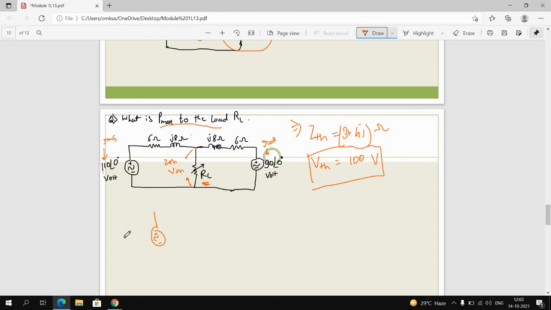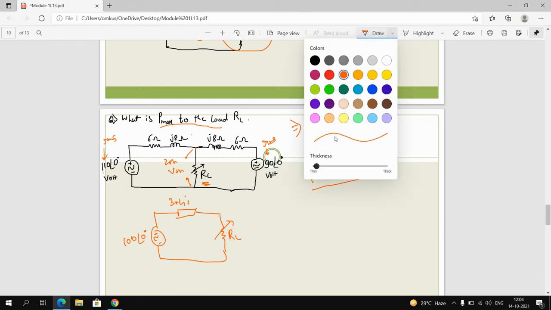Now see, this is your 100 volt at an angle of 0. What is your impedance? Impedance is 3 plus 4j. And what is your load resistance? Load resistance is variable, right? Which is a resistive load, which is variable. So you calculate this RL. Now this is only the resistive element, so you need to calculate the current flowing through that.